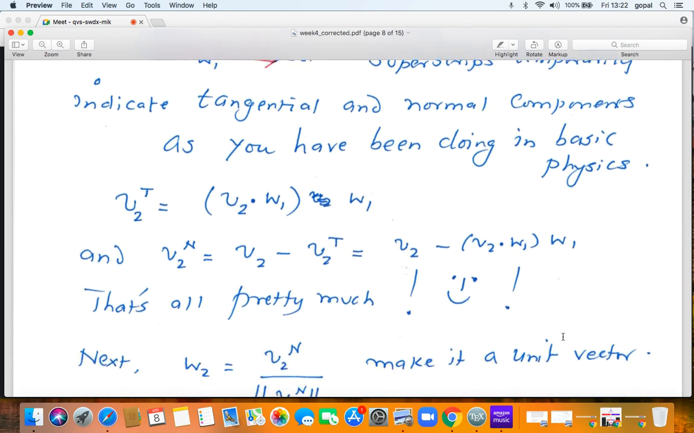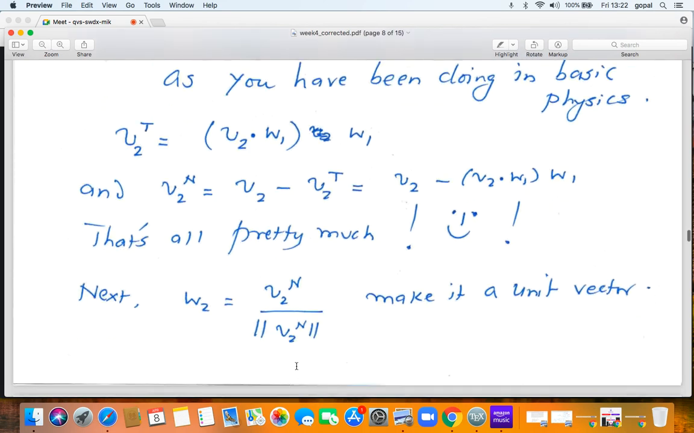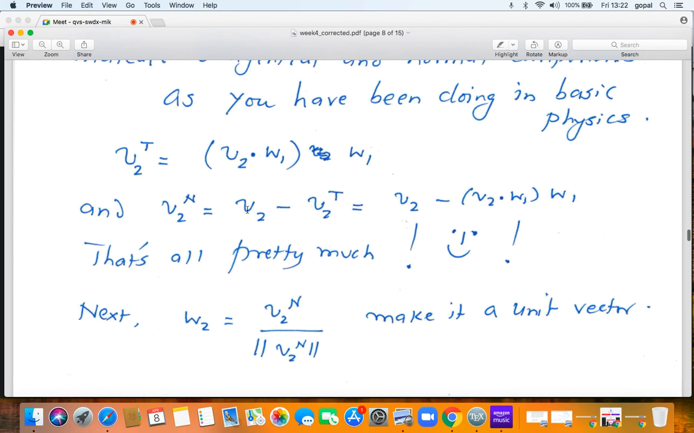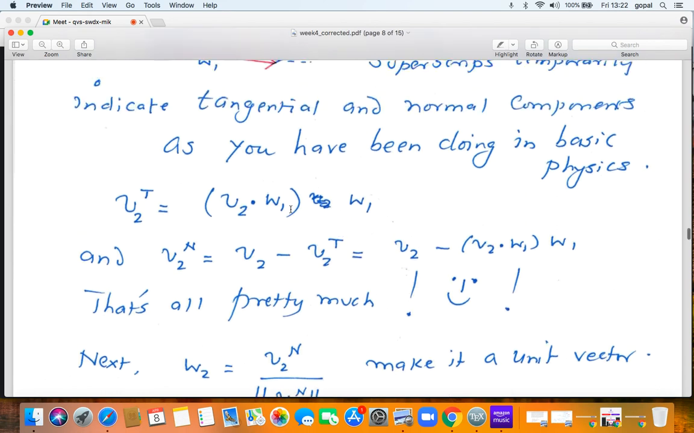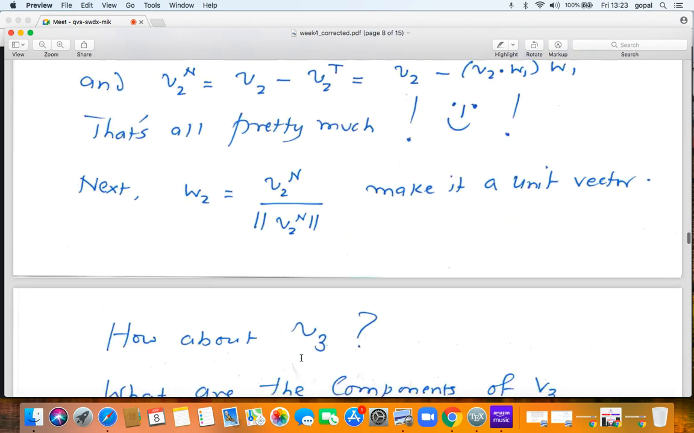Well, now this normal component may not be a unit vector. So let us make it a unit vector by dividing by the length. Now you may ask, well, this normal component could be 0. That's quite possible. When will the normal component be 0? The normal component will be 0 if and only if v2 is a multiple of w1, or a multiple of v1, in which case we can't divide. Otherwise we can divide. Let's assume that we can divide, and proceed further.